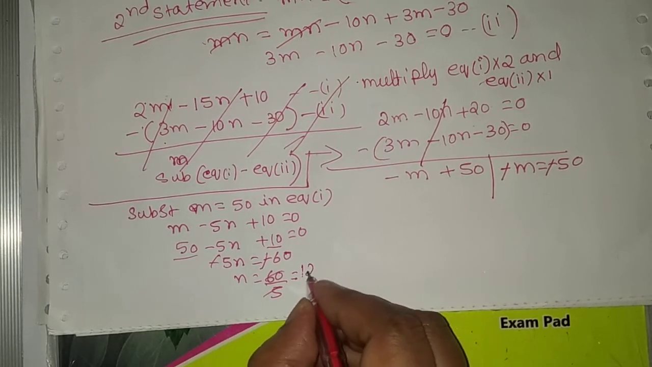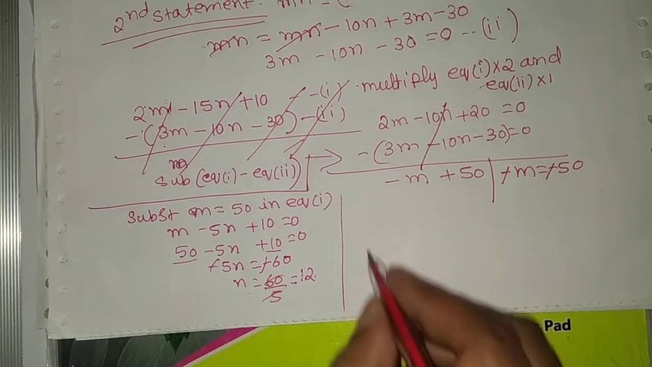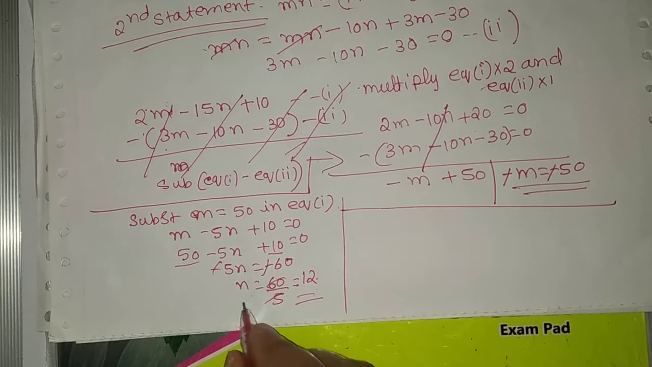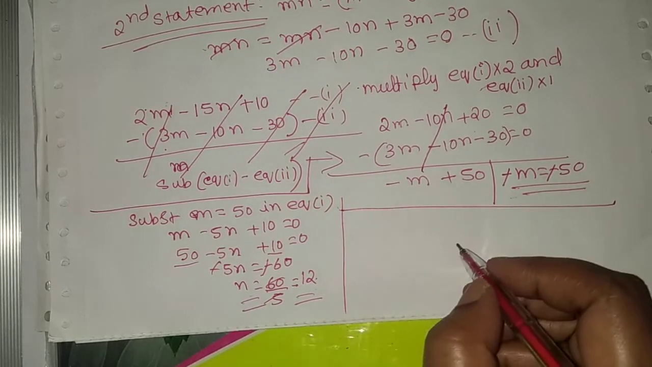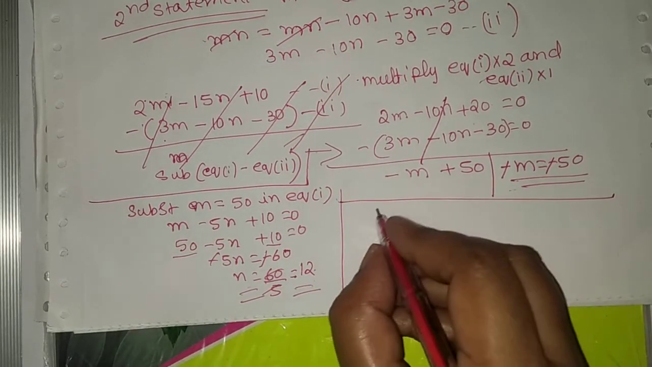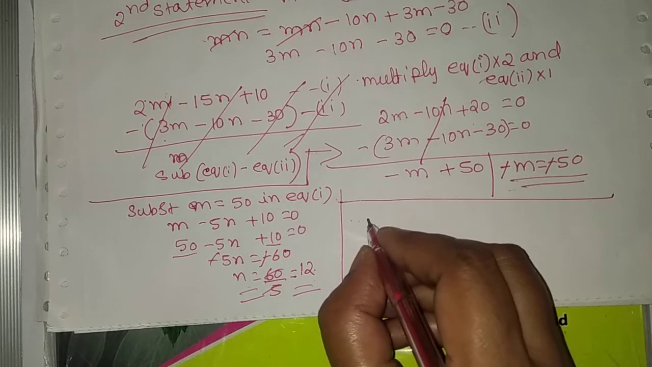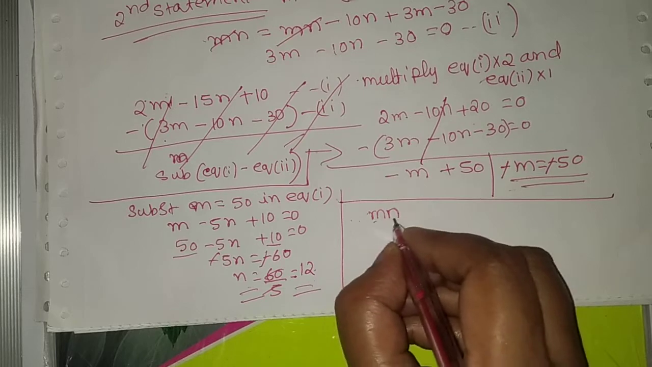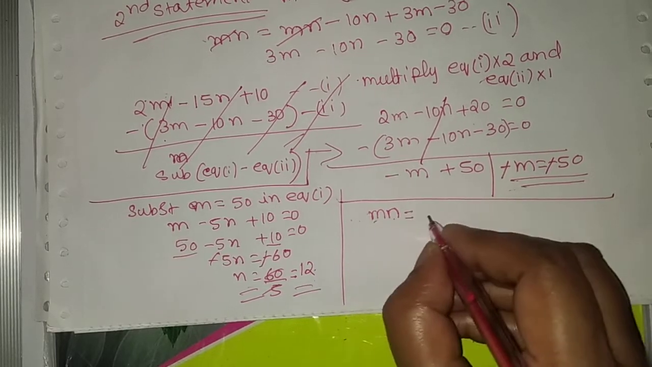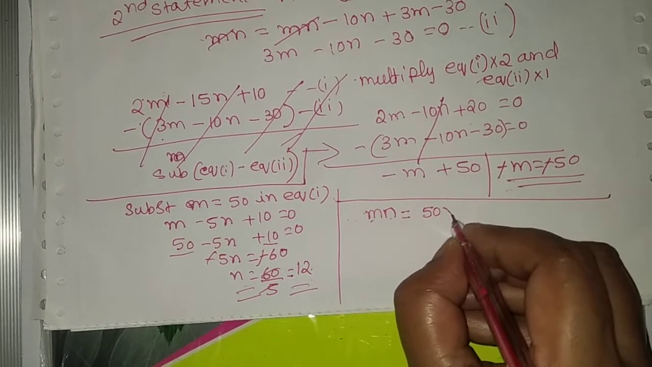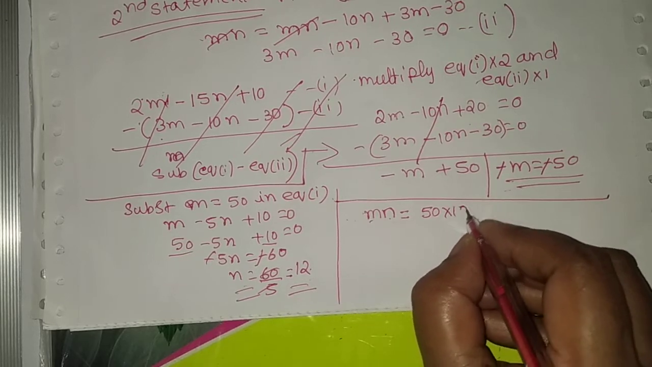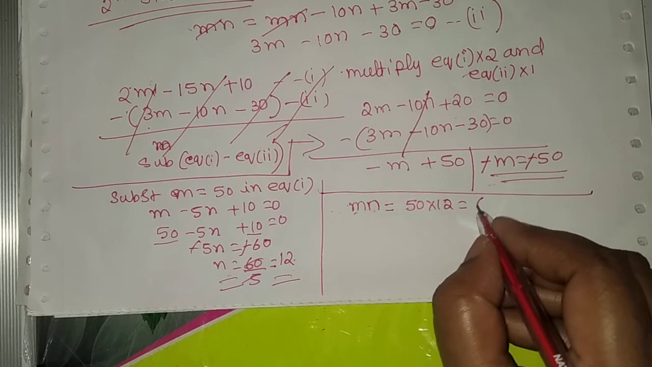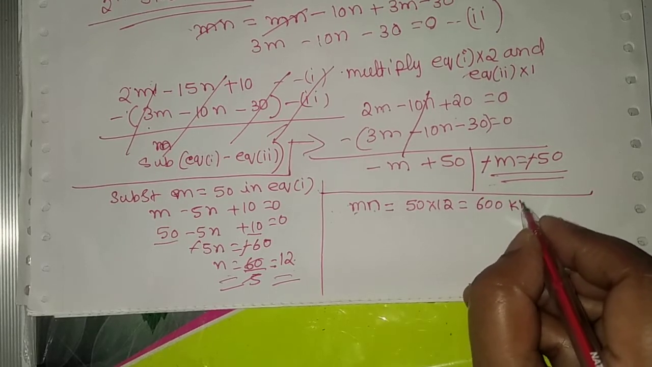5 ones are 5, 5 twos are 12... so m is 50, n is 12. Next, we'll use the formula: distance is equal to m into n, that is speed into time, which is 50 into 12. This will become the distance covered by the train. 50 into 12 will become 600 kilometers.